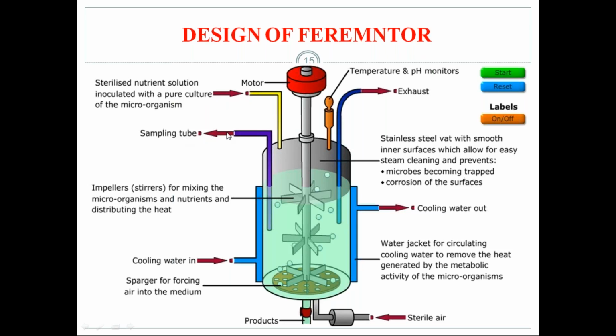Now there is a sampling tube, meaning we can remove the samples. Then impellers are there. Impellers are also called stirrers. The impellers are used for mixing of the microorganisms and the nutrients and distributing the heat. You have to remember the impeller's function. What is the impeller's function? Mixing of the microorganisms and nutrients and distributing the heat all over the fermenter.